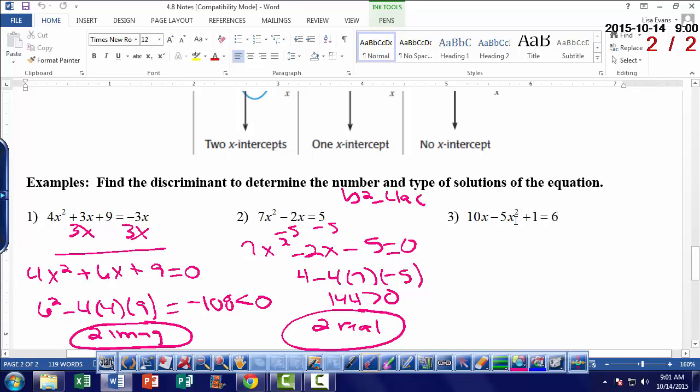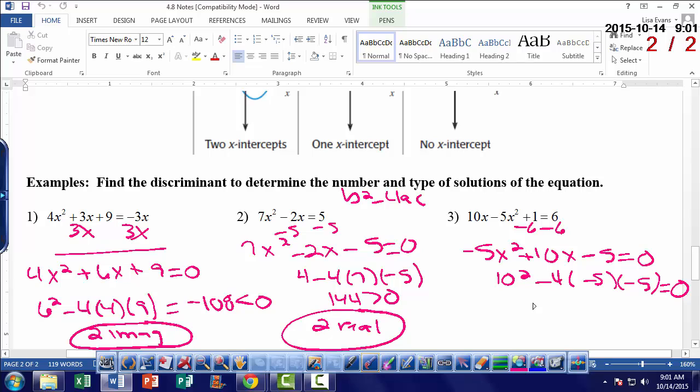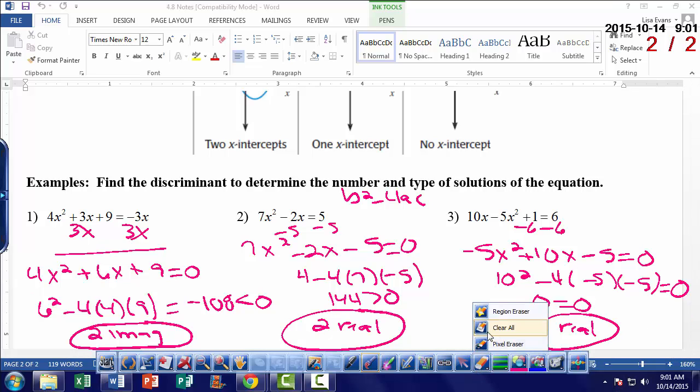I bet you can guess what this one's going to be. Subtract 6 from both sides. Negative 5x squared. Notice I'm writing it in descending order. Plus 10x minus 5 equals 0. So I get 10 squared, so that's 100, minus 4 times negative 5 times negative 5 equals 0. So I get 0, so that's one real solution. Pretty easy, right? Okay, go ahead, pause the video, try it on your own.